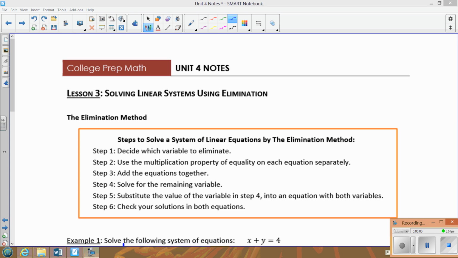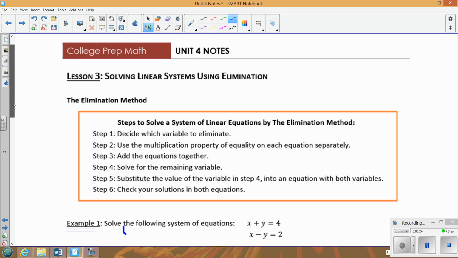In lesson 3, we're going to talk about solving systems using elimination. This is the second method that we can solve a system algebraically. Whenever we solve a system using elimination, the key word here is elimination. We're trying to eliminate one of the variables so that we can solve for another variable.